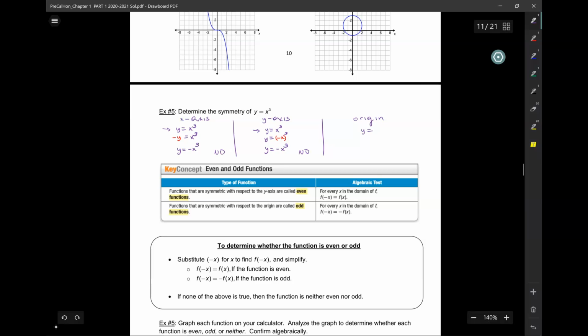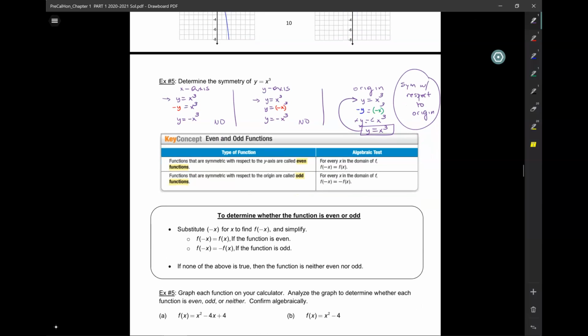Now let's do origin. Y equals x cubed is what we start with. I'm going to replace y with negative y and x with negative x, and then simplify. Negative y equals negative x cubed. The negatives go away. I get y equals x cubed. Did I get the original function back? I did. So I say this is symmetric with respect to the origin. Right? Okay.